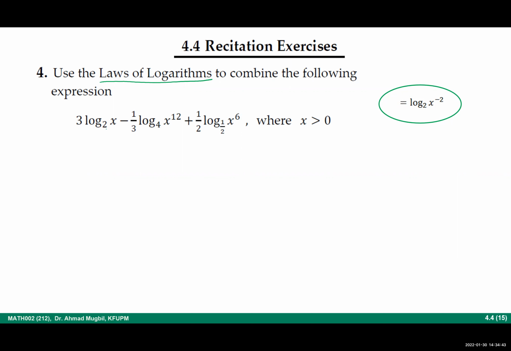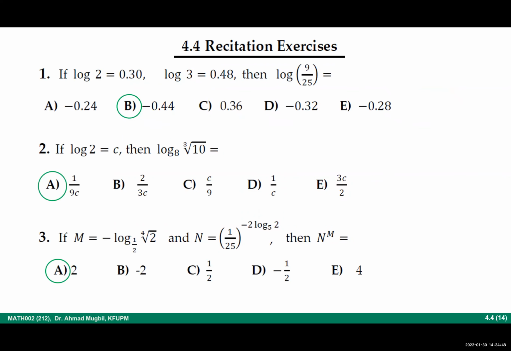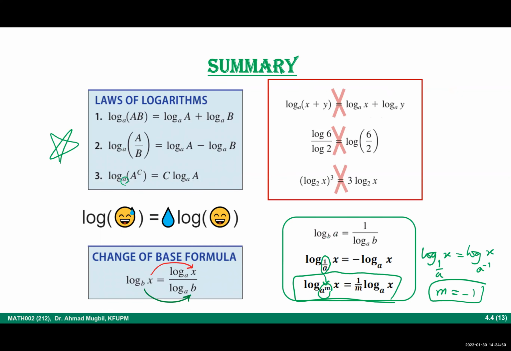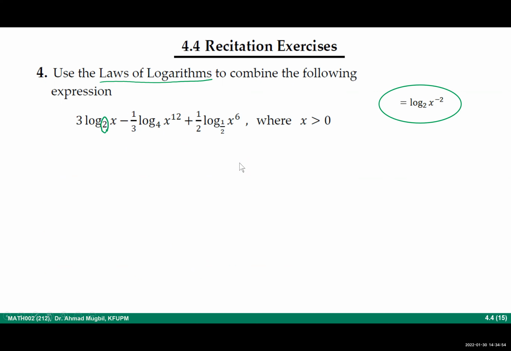You will think about, first of all, to use the laws of logarithm. Do you notice something? They have the same base. We are talking about the same base. So here we don't have the same base. This is, in fact, the first idea that should come to your mind: unify the bases, to make them with the same base. Because without the same base, you cannot use the laws of logarithm.